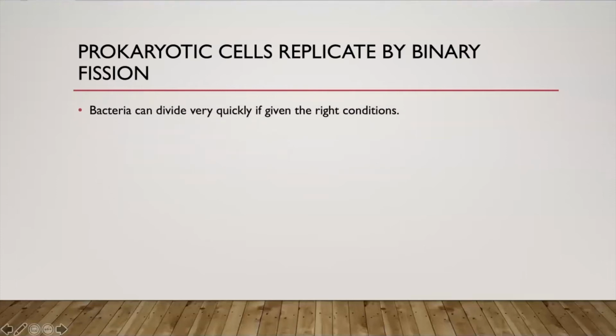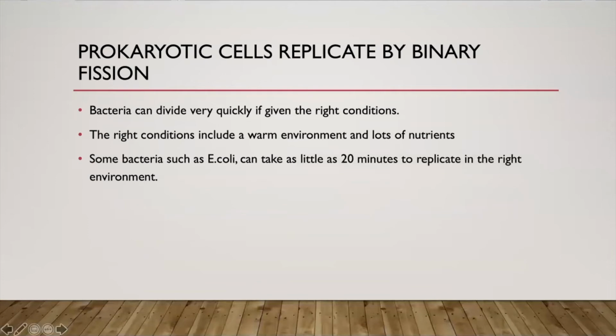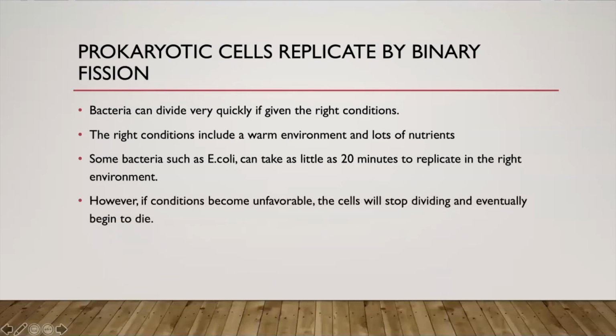Bacteria can divide very quickly if given the right conditions. The right conditions include a warm environment and lots of nutrients. Some bacteria, such as E. coli, can take as little as 20 minutes to replicate in the right environment. However, if conditions become unfavourable, the cells will stop dividing and eventually begin to die.